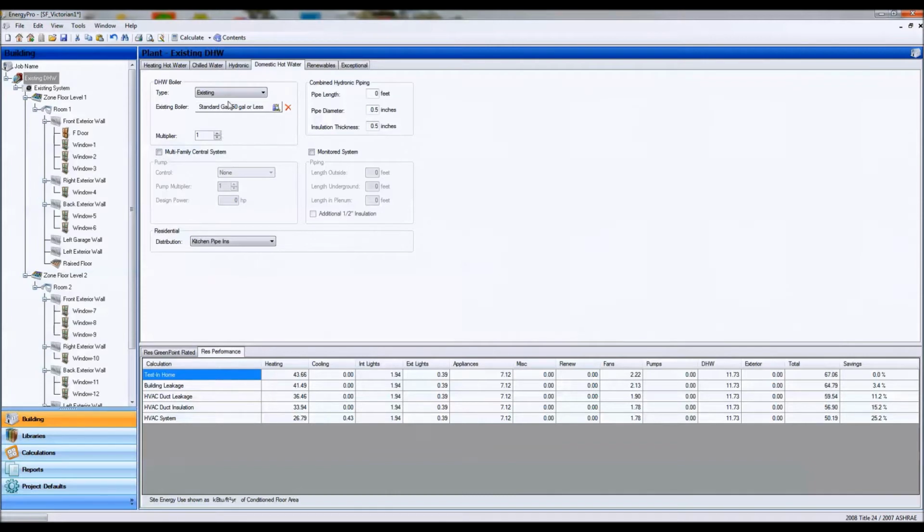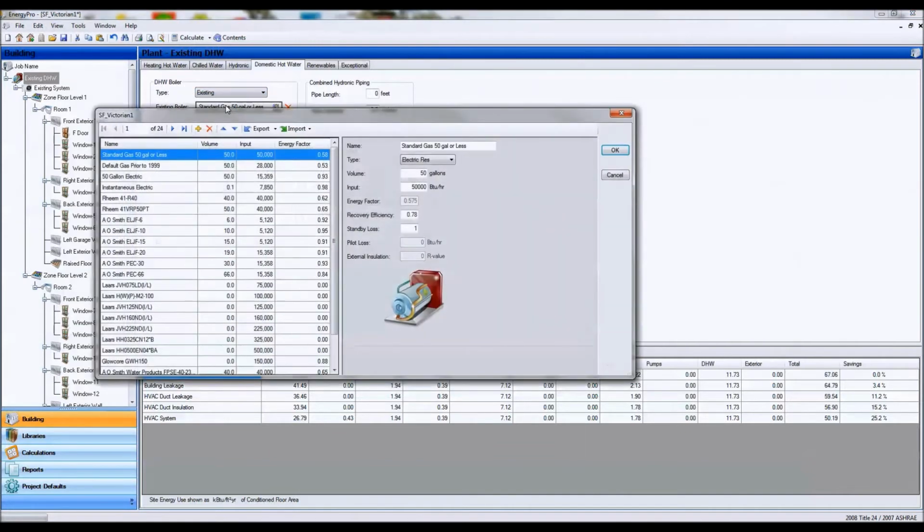The domestic hot water tab, we're going to go ahead and leave that as existing. And this will be our DHW boiler. And we're going to go ahead and use the standard system here. That's if we don't have any information about our system.